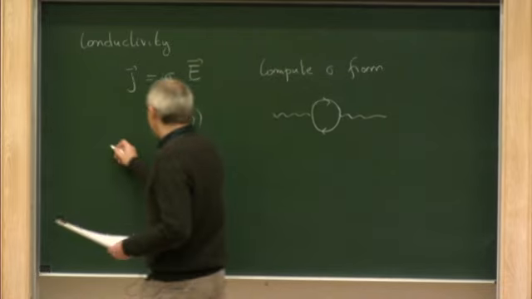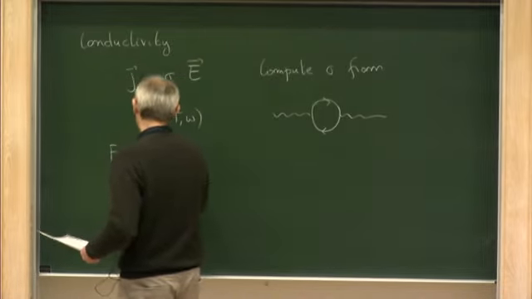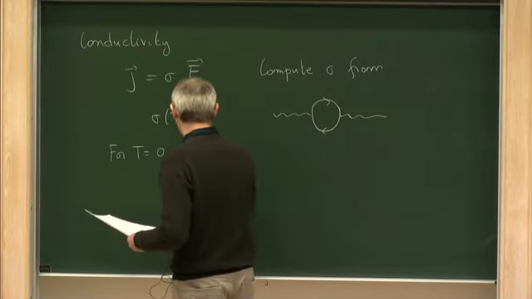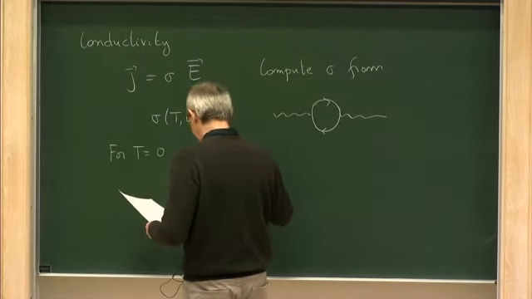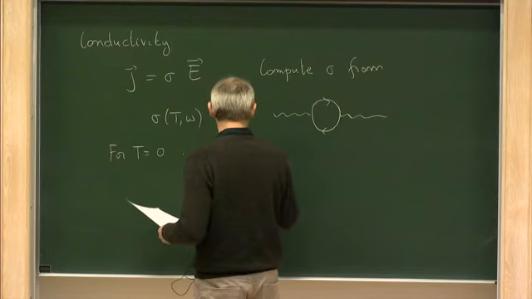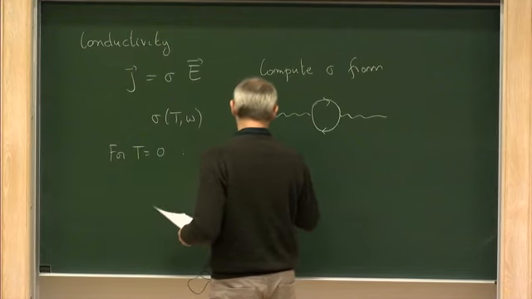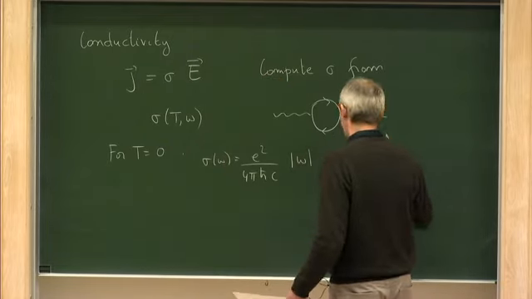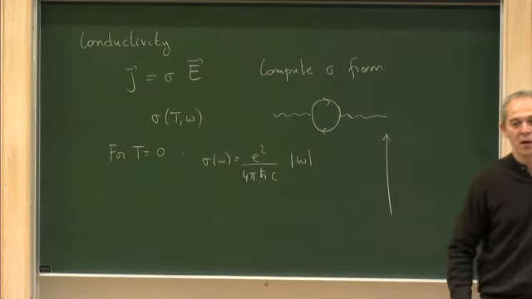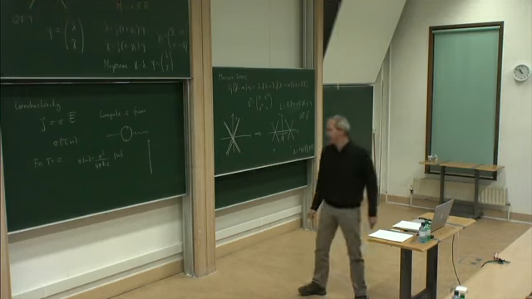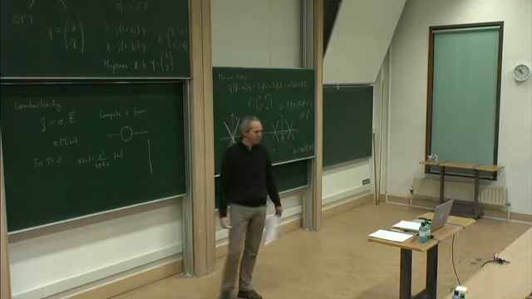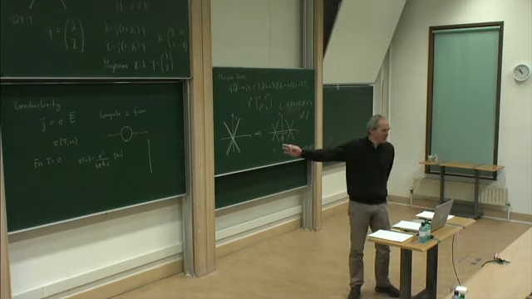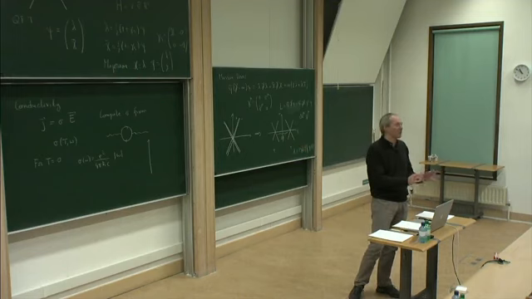For T equals 0, this is an exact result in the literature. It can be computed, and what you get is that sigma of omega is equal to e squared over, I put all the constants, times omega. That's divergent. In 3 plus 1 dimensions, yes, very good. I mean, some small scaling problem. So you can regulate it. Actually, you can look up Peskin and Schroeder and do the whole dimensional regularization.